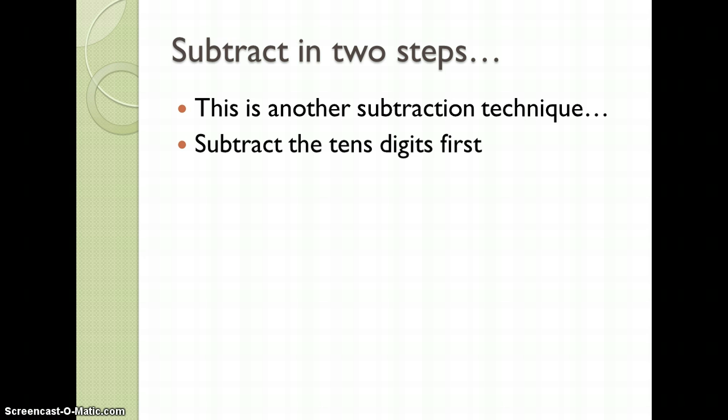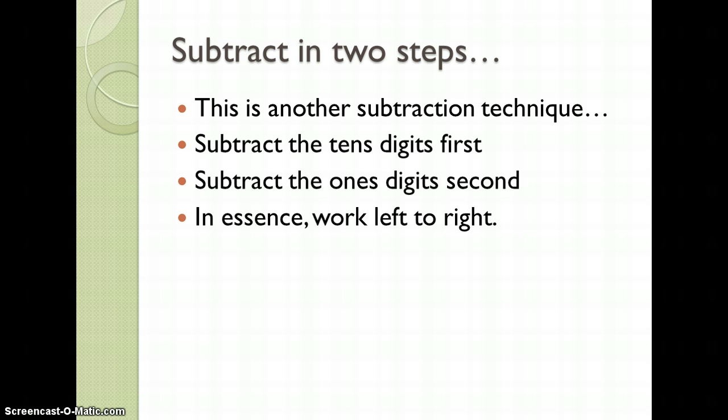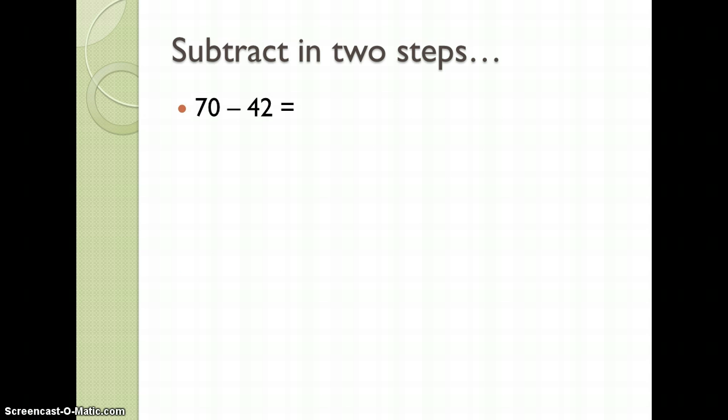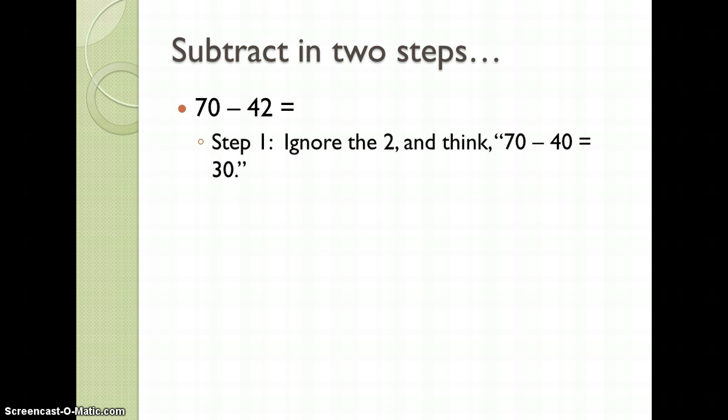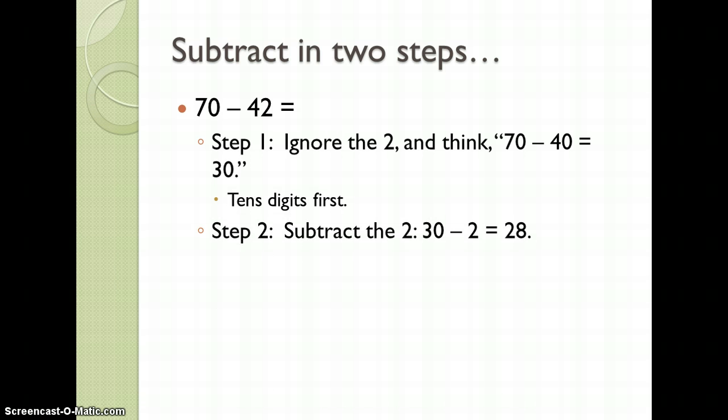So first we're going to subtract the tens digits. Then we're going to subtract the ones digits. In essence, we're working from left to right, which is way different in math. We're used to working from right to left, but this time we're going to work from left to right. So we have 70 minus 42. Ignore the 2 and think 70 minus 40, which is 30, the tens digits. Then we're going to subtract 2. 30 minus 2 is 28. We subtracted the ones digit.